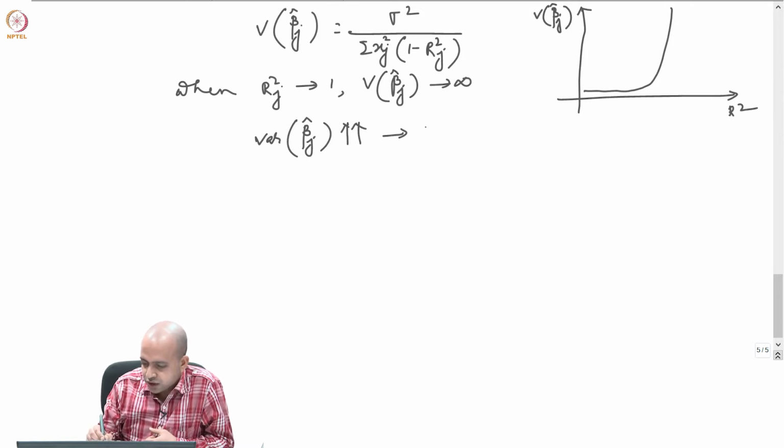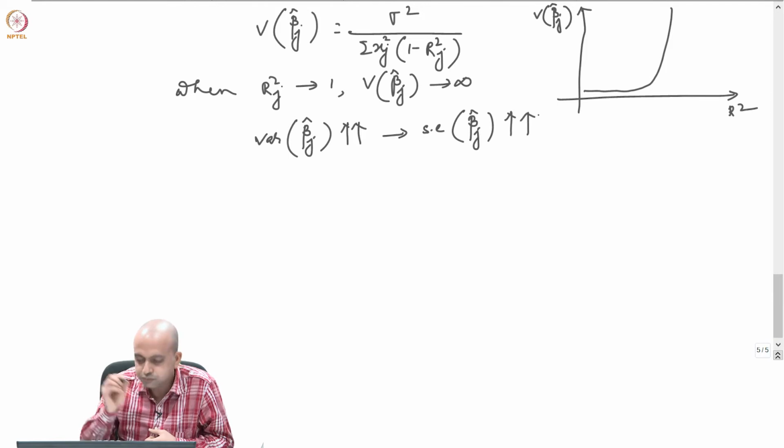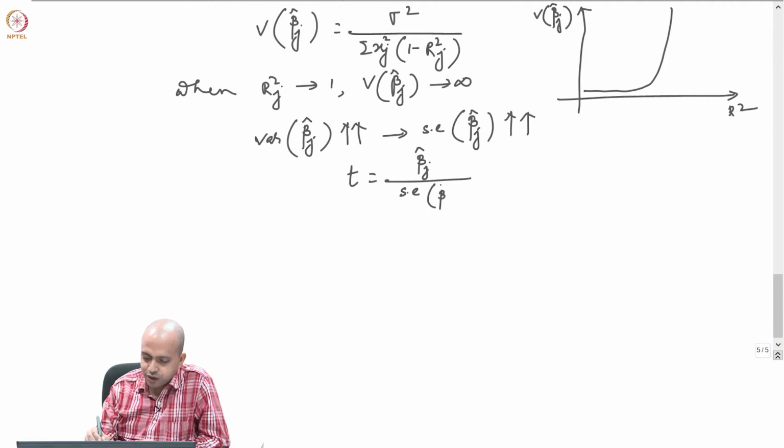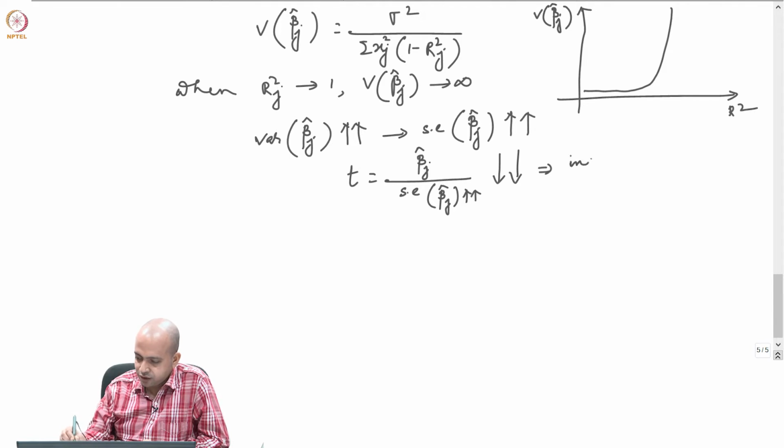Now, when variance of beta j increases, that will lead to the standard error of beta j also increasing. And if the standard error of beta hat increases, what will happen to the t statistic, which is nothing but beta hat j divided by standard error of beta j? What will happen if the denominator increases? Then the t statistic will fall drastically. So, the t statistic will become insignificant.